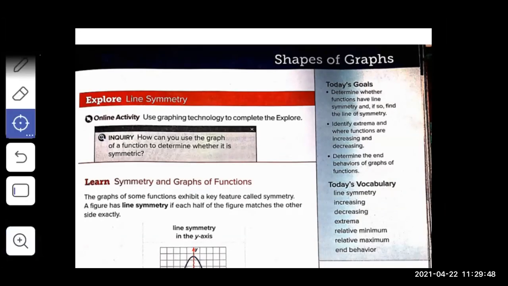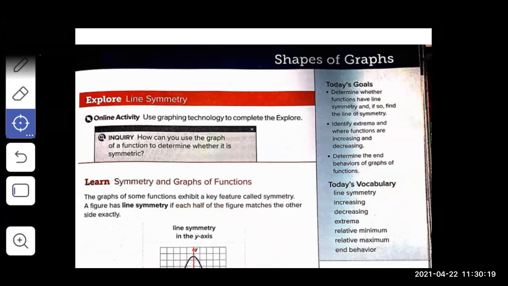Okay, let's get down to business. So today we're going to talk about shapes of graphs, and we got a concept here. You already watched the video, and you got the idea of what a symmetry is and what the line of symmetry is. Okay, let's read it. The symmetry and graph of functions. So we're talking about functions, so it's important to discuss this. The graph of some functions exhibit a key feature called symmetry.